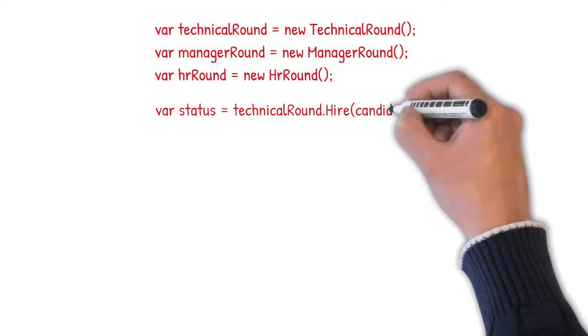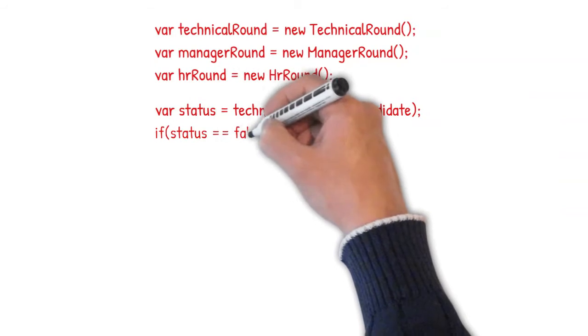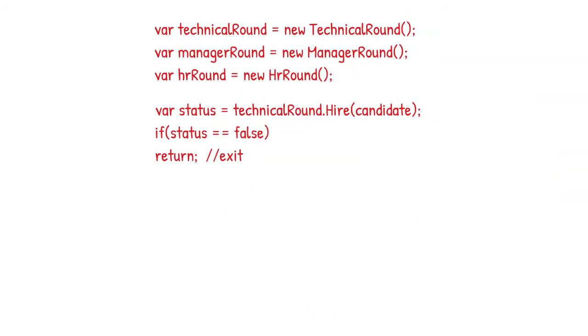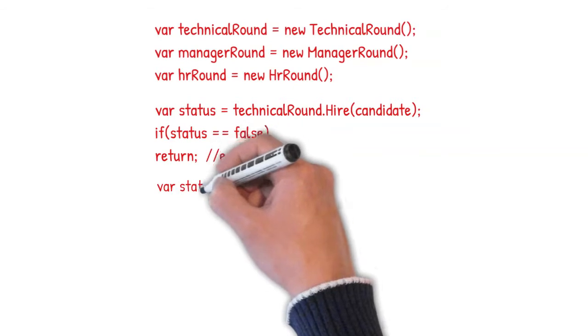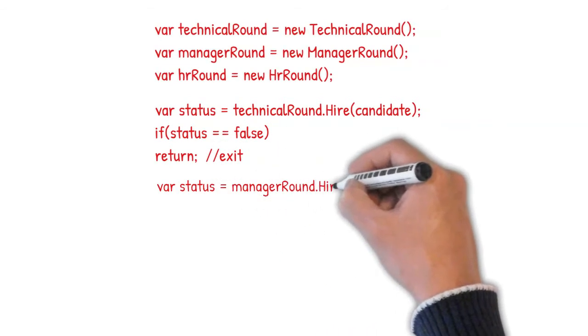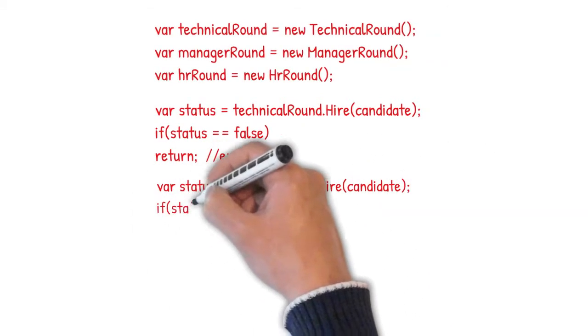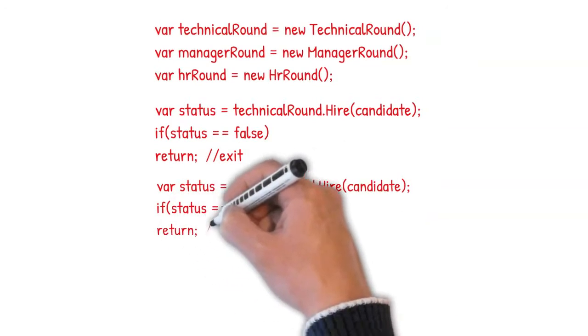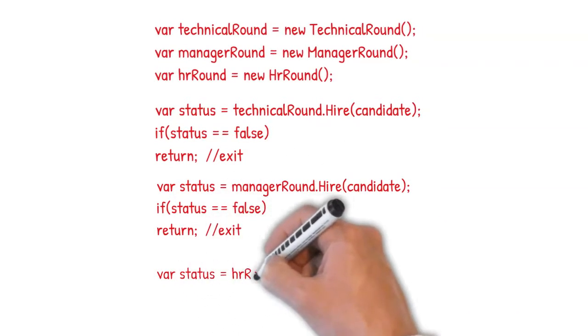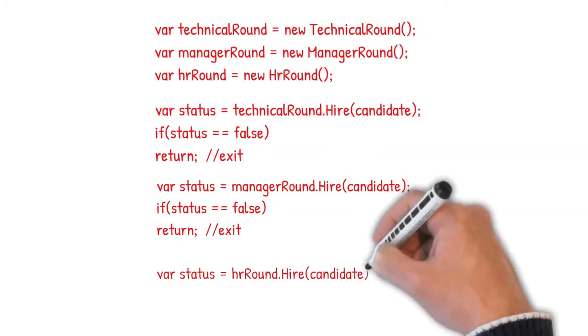So the consumer will first invoke the hire method of the technical round and see the result. If the round says the candidate is hired, then only it will go for the managerial round. And similarly, if the managerial round says the candidate is hired, then only it will go for the HR round.